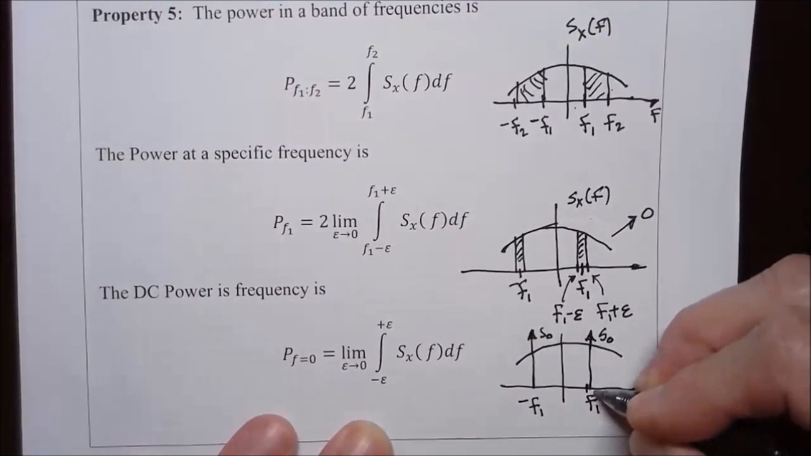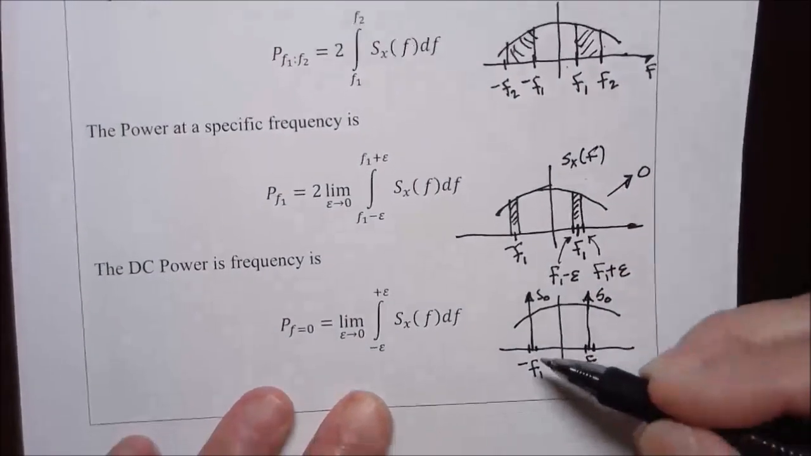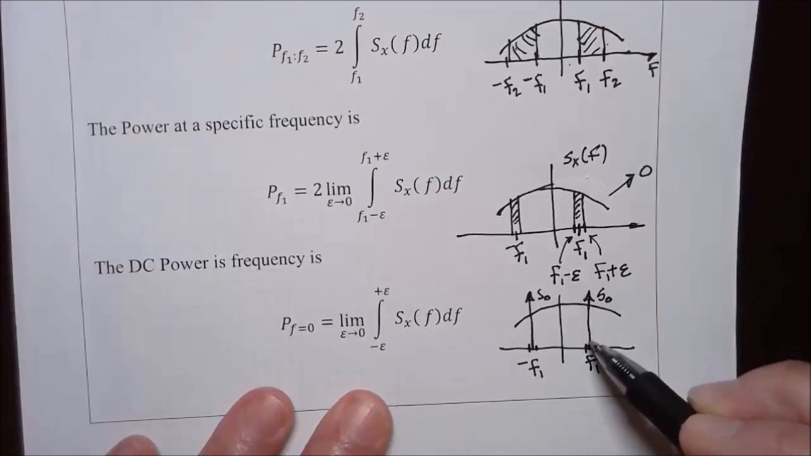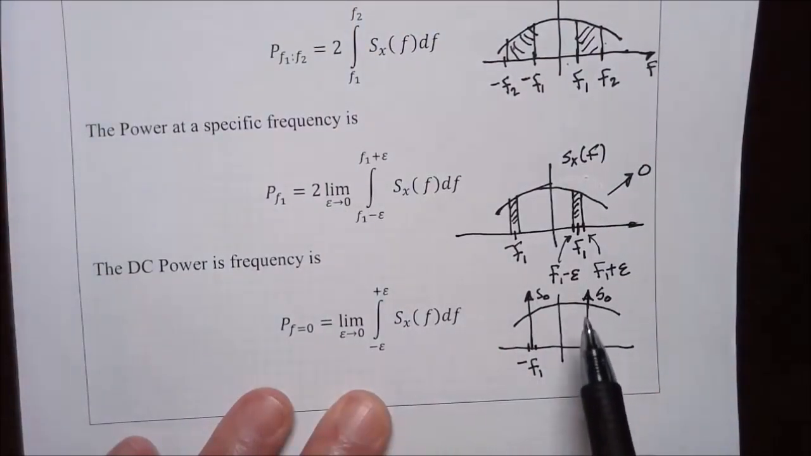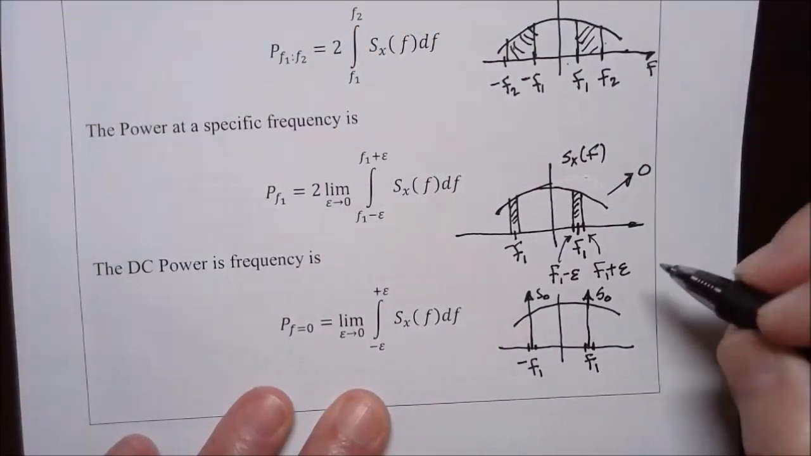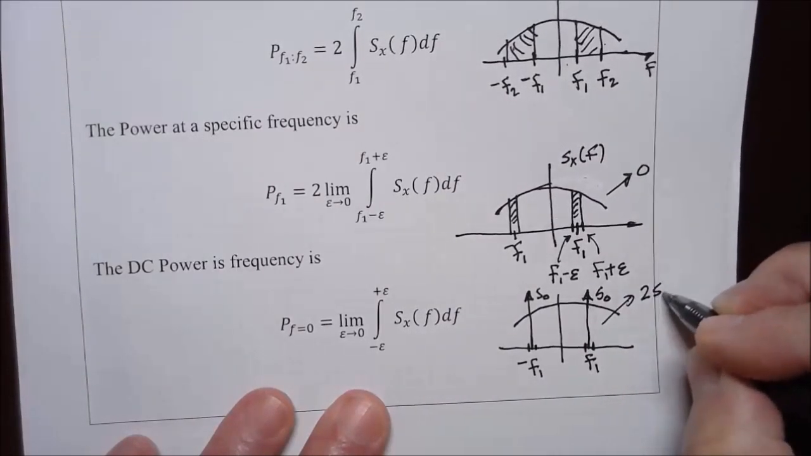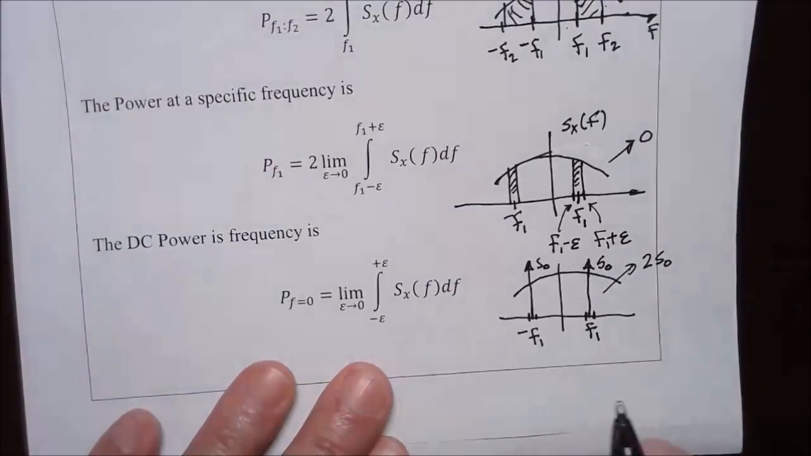Then we're integrating over this range, and as epsilon goes to 0 again, what this will go to is the area in this range of frequency. Even as epsilon goes to 0, you still have the area of these two delta functions. So this is going to integrate to an area or a total power of 2 times this value, S naught, whatever that is.